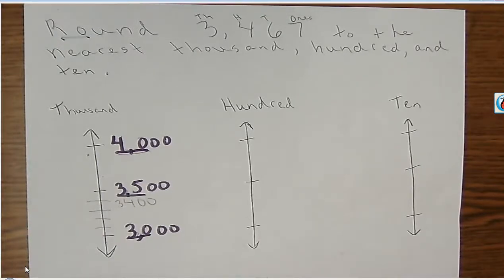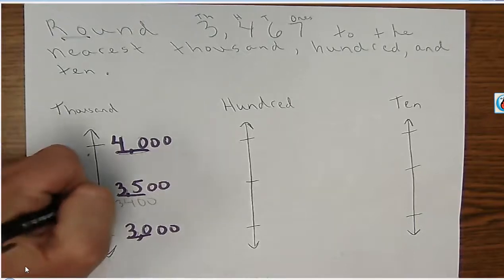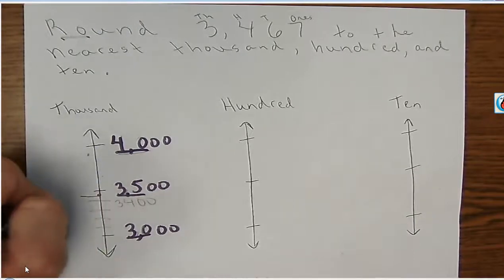So 3,467 is right between 3,400 and 3,500. So maybe around there.